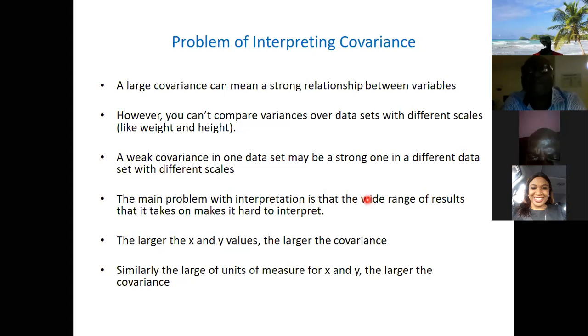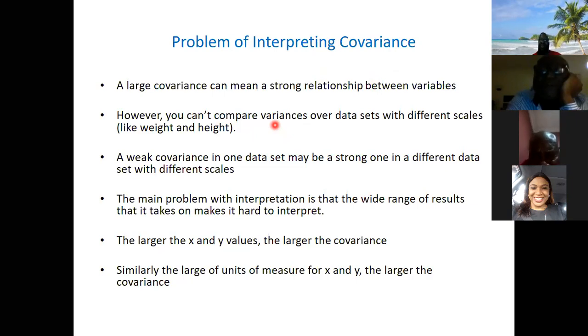But we have a problem interpreting covariance, and that is why it's not popular. We want to see the reason people now move to correlation, derived from covariance. The problem in interpreting covariance: a large covariance can mean a strong relationship between variables. However, you cannot compare covariances across data sets with different scales, like weight and height. You cannot even compare their variances.